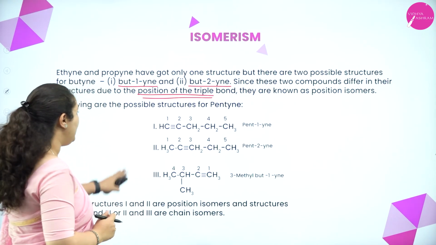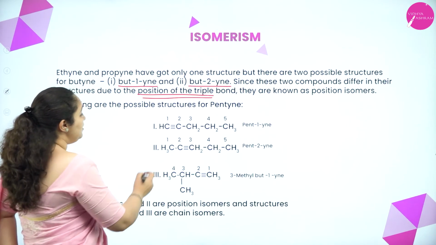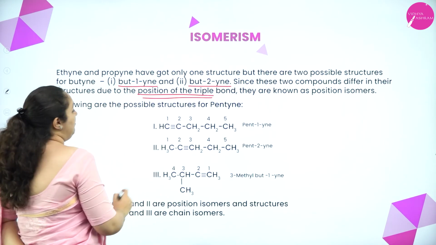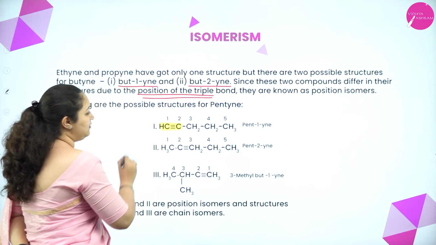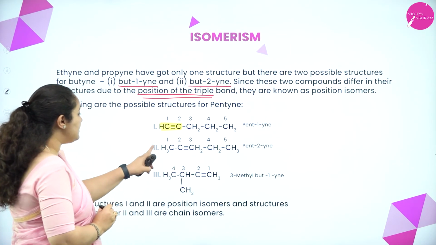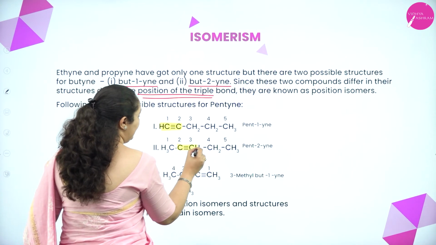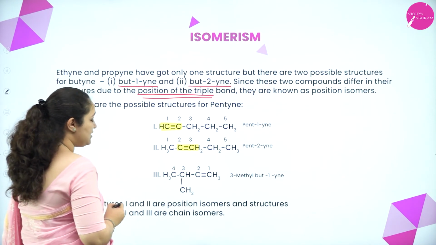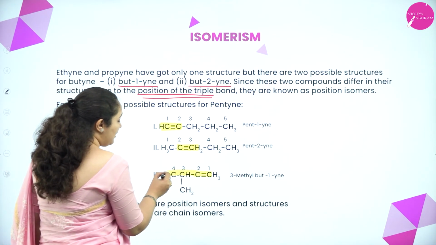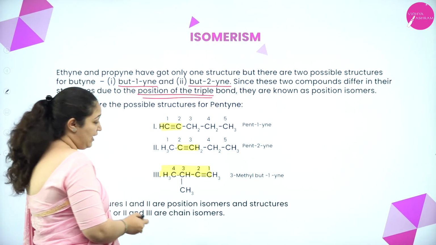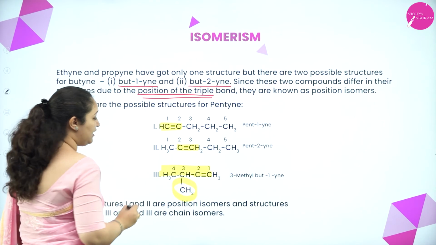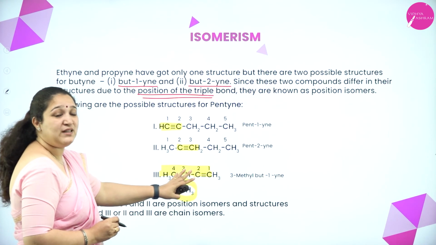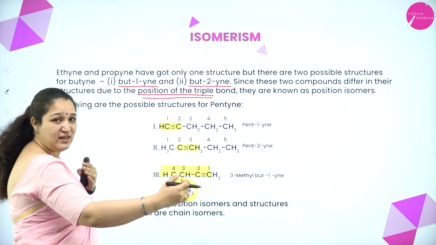Whenever there is a change in the position of the triple bond, we call them position isomers. For example, you can see for pentyne here, okay. So 1, 2, 3, 4, 5. Between the first and the second carbon atom, there is a triple bond, correct? In the second structure, between the second and the third carbon atom, there is the triple bond. In the third structure, you can see between 1 and 2, but my longest chain is only 4 carbon atoms, and there is a side chain at the third carbon atom. Correct? Total there are 5 carbon atoms, but they are not there in the straight chain.